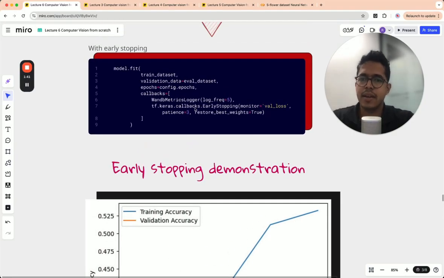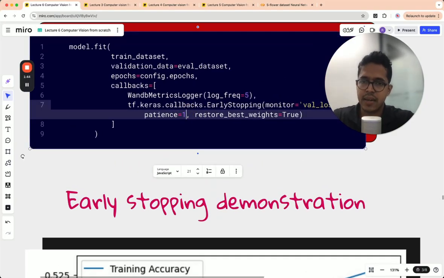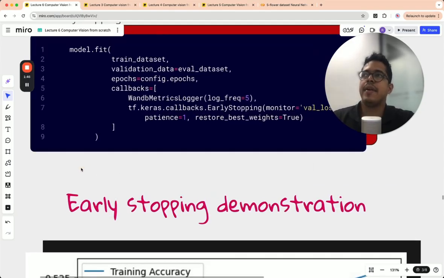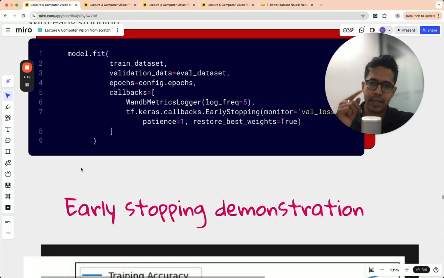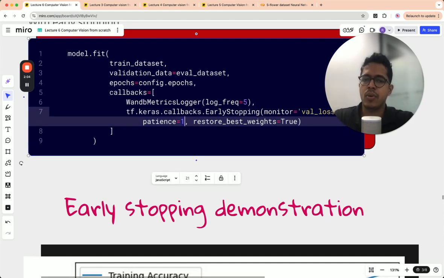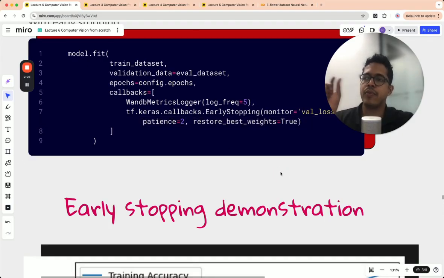This was done earlier. However, if patience was 1, then even if the validation accuracy decreases for 1 epoch, you stop training. But that is not good, because validation accuracy will have some undulation, right? It's not expected to always increase epoch after epoch. But if patience equals 2, it means you look at 2 consecutive epochs. If for the last epoch and the epoch before that the accuracy has been decreasing, then you immediately stop the training process. So that is what early stopping is.